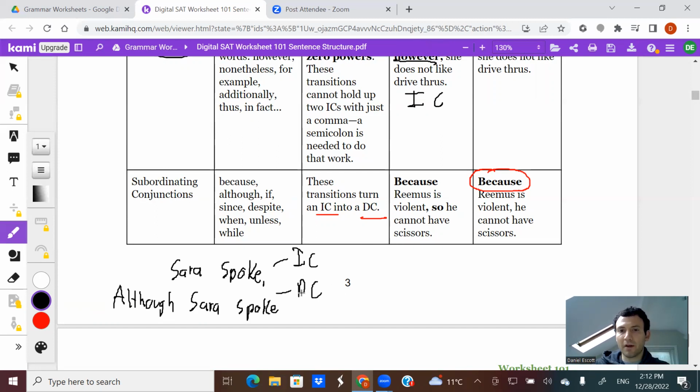So just be aware that if you have one of these words out front, then what happens is you have a dependent clause. And then all you need is a comma, and then you put your independent clause right after. Okay. But it's not a comma splice because the first thing, although it's a clause, it's not an independent clause, it's a dependent clause. Cool?